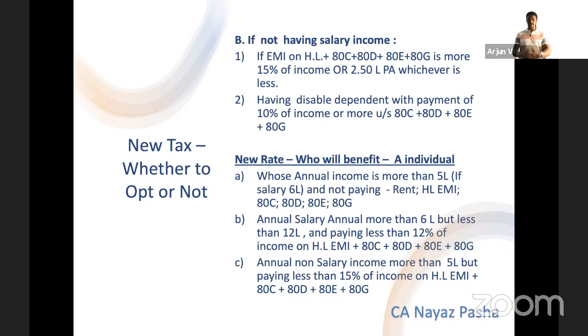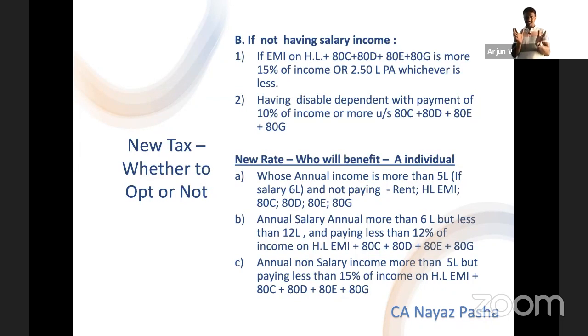Going further, who are the others for whom it is beneficial? If your annual salary is more than 6 lakh but less than 12 lakhs, where you don't make your specified savings of 12%, that is the reverse of B1. Same thing, the other side of B2 is this C over here. So when your specified savings are not reaching that so-called benchmark of 15% or 10%, what I have said in B1 and B2, for you this is beneficial.